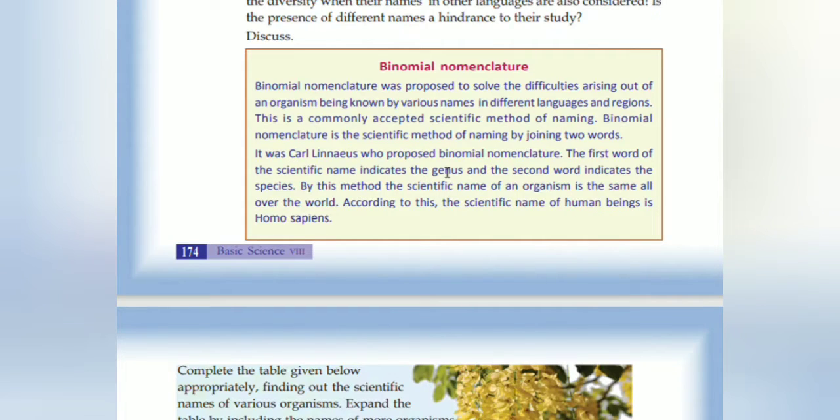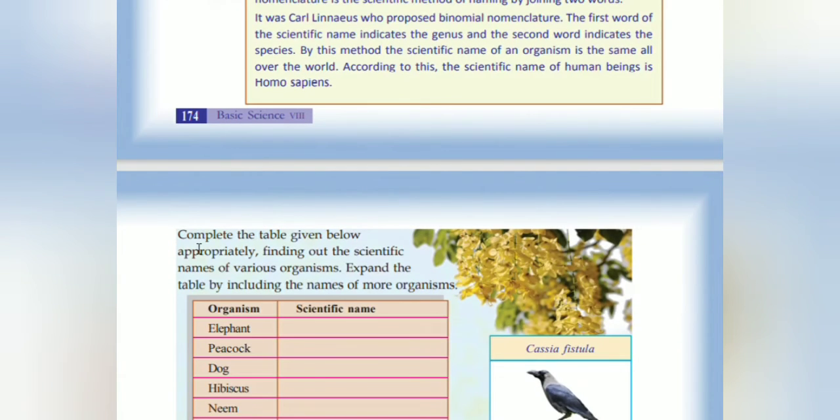Who proposed binomial nomenclature? Carl Linnaeus. The first word of the scientific name indicates the genus, then the next one is the species name. By this method, the scientific name of an organism is the same all over the world. According to this, the scientific name of human beings is Homo sapiens. So if you say Homo sapiens, it will be known all over the world. Complete the table given below.